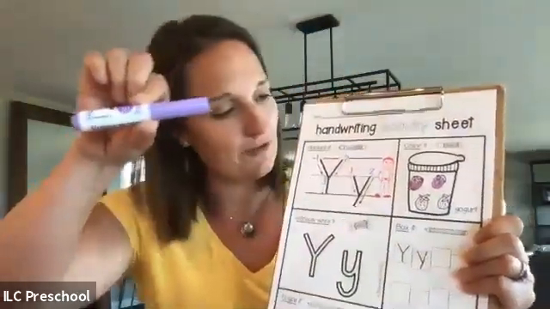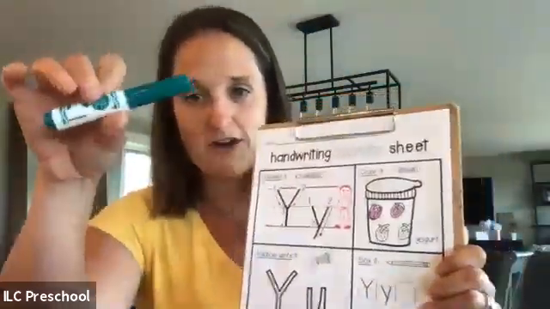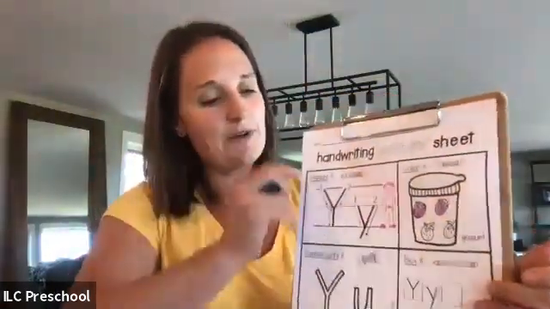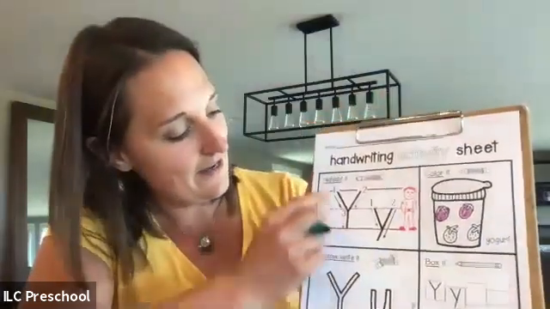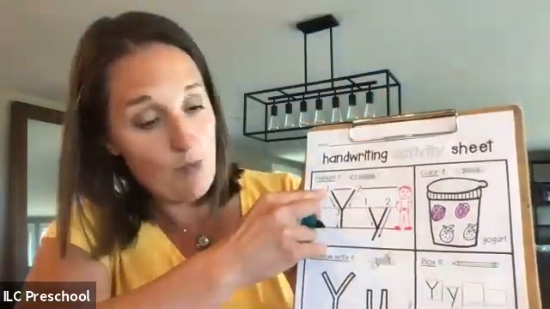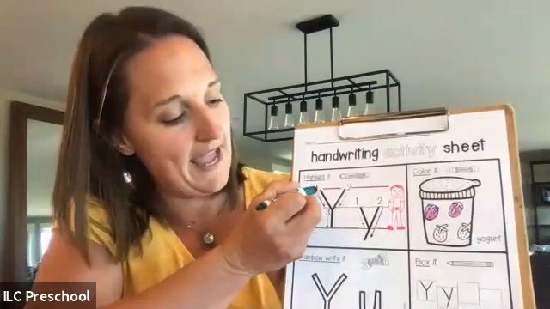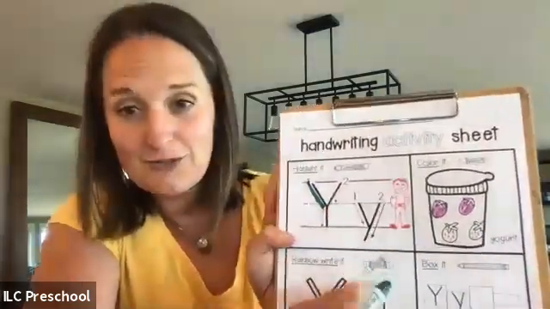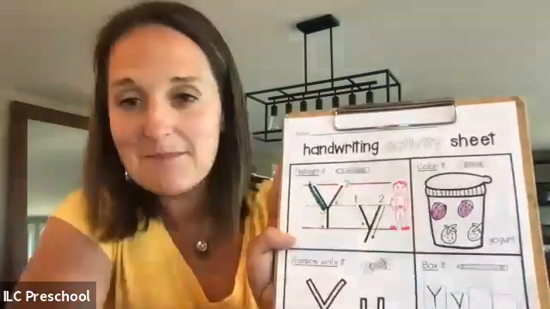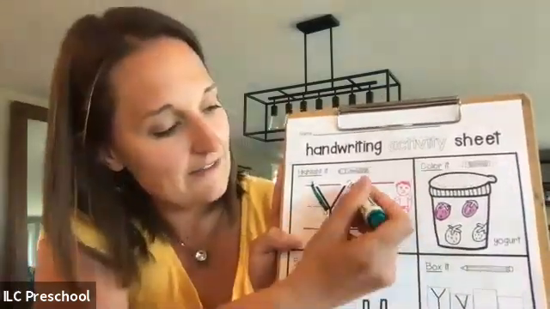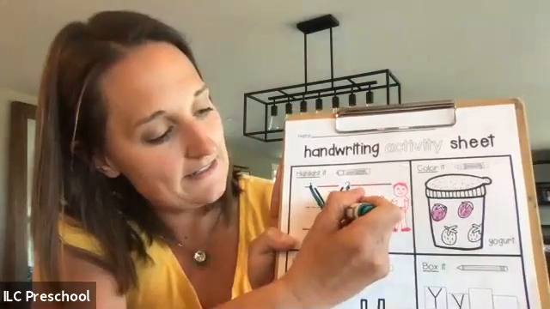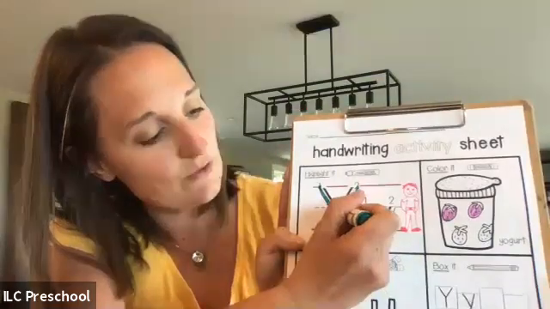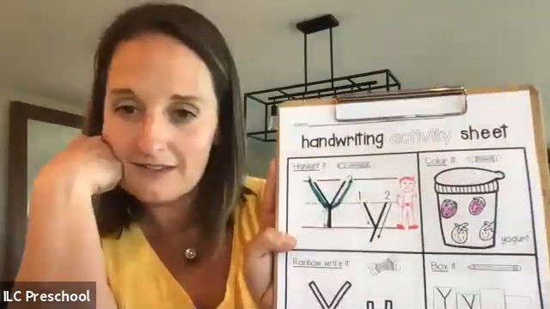Can you get a marker for me? Or a pen, whatever you want to write with. And we're going to follow these numbers here. The first number, 1, says we go from the headline to the belt line. Number 2 says we do it again, but on the other side. So we're going to go from the headline and make them come together. And our third line goes straight down to the foot line.